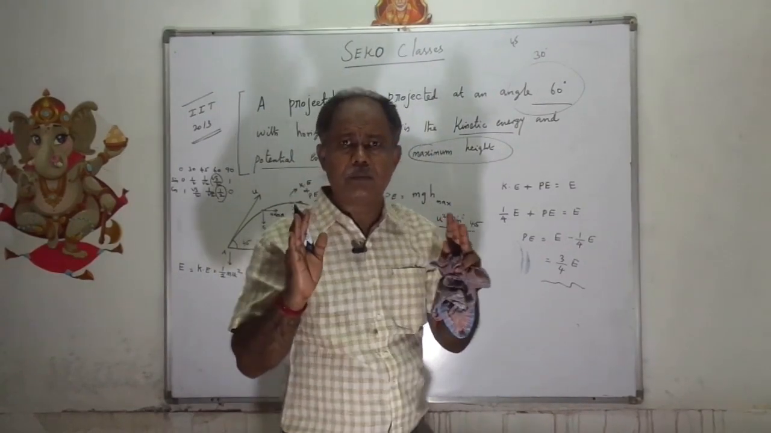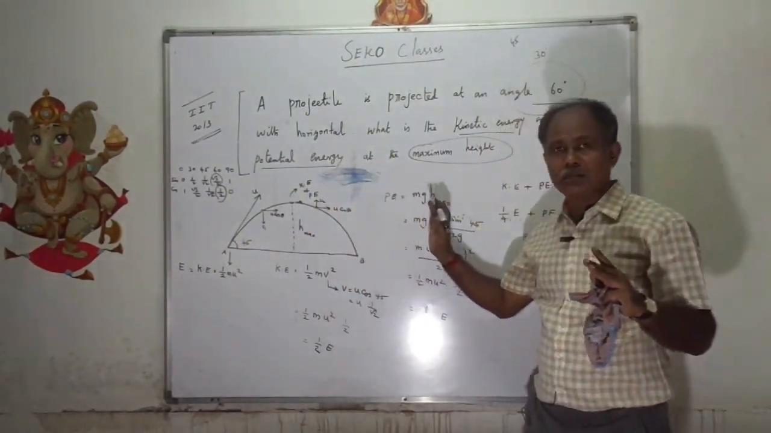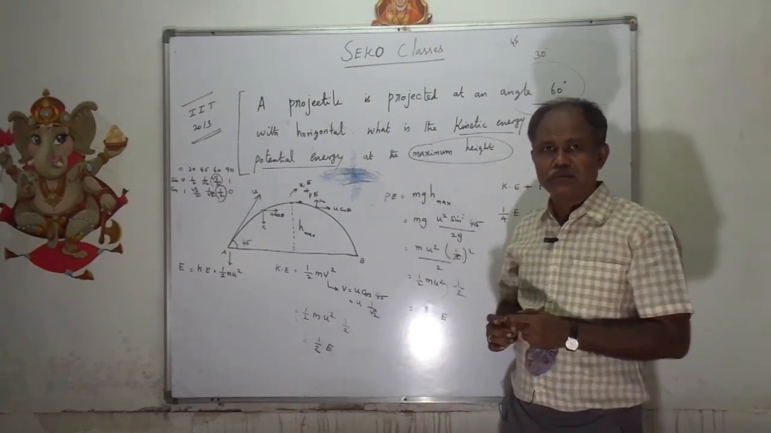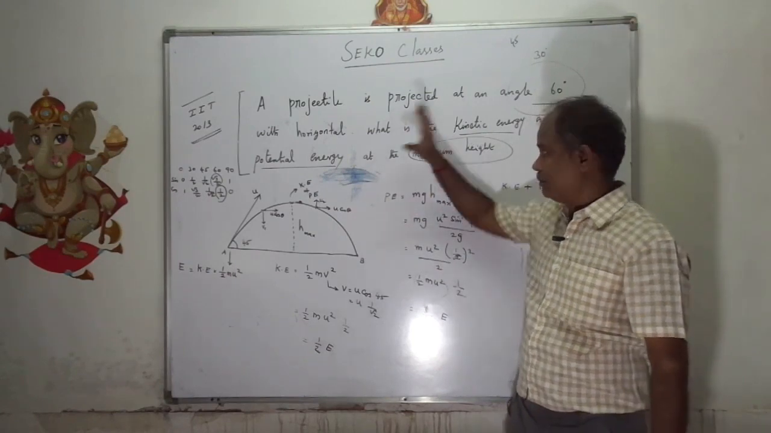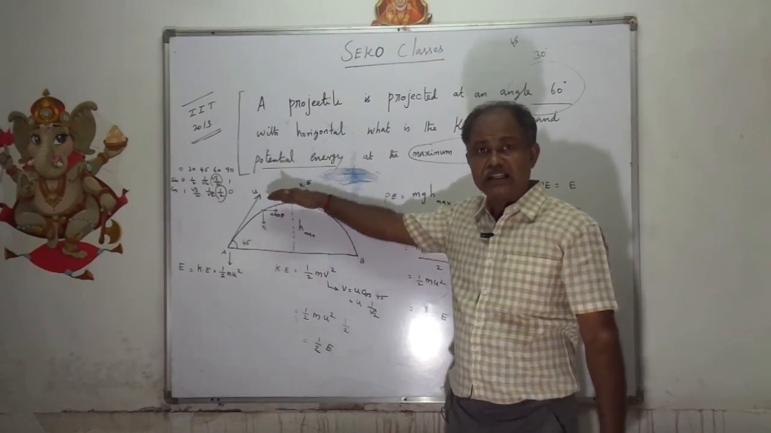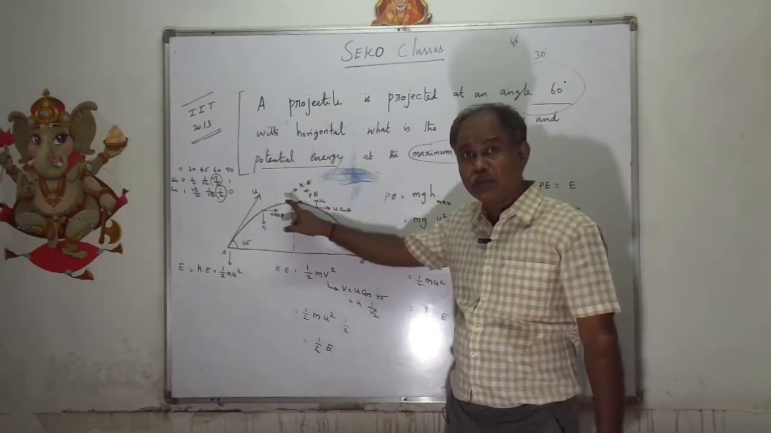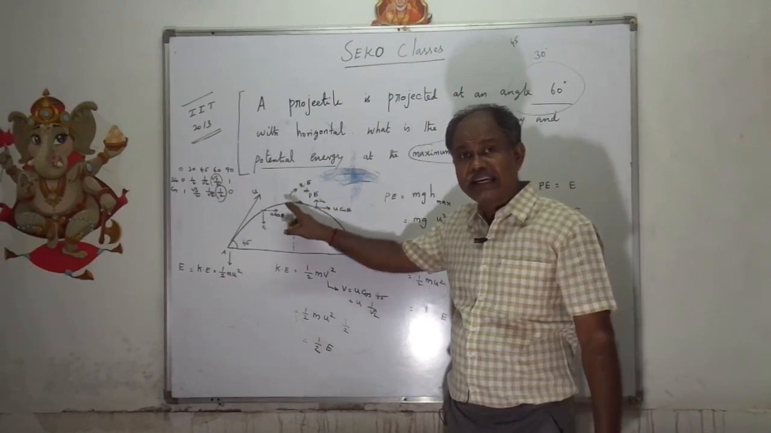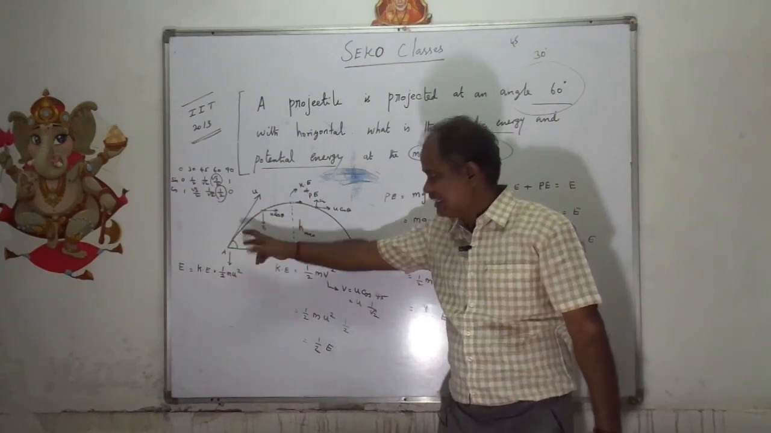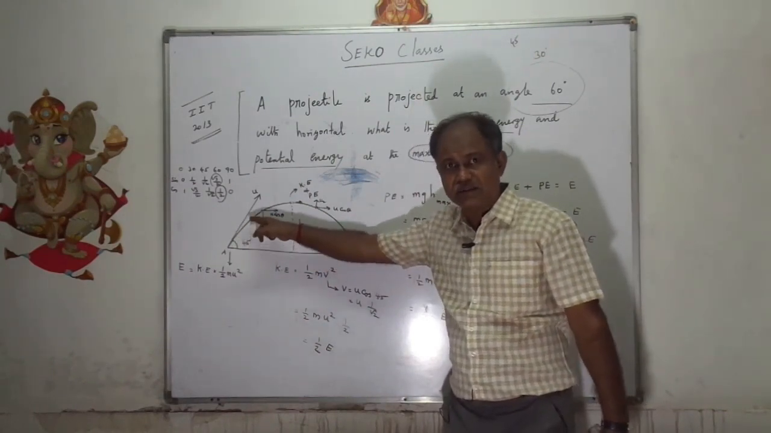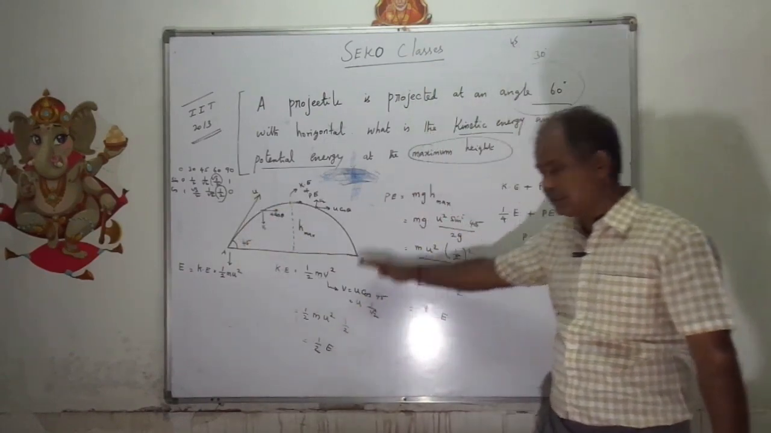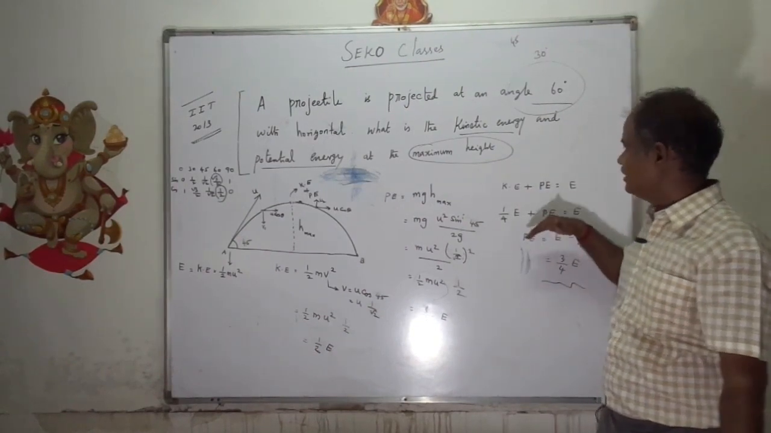That means it's a simple problem. This single problem provides so many ideas and techniques to solve it. Only thing is, just remember the basic concept. What is the kinetic energy and potential energy at the maximum height of the projectile, they asked. By changing the angle, whether 45, 60, or 30, whatever may be the angle, just put it in a regular format, and you can get your answer like this.